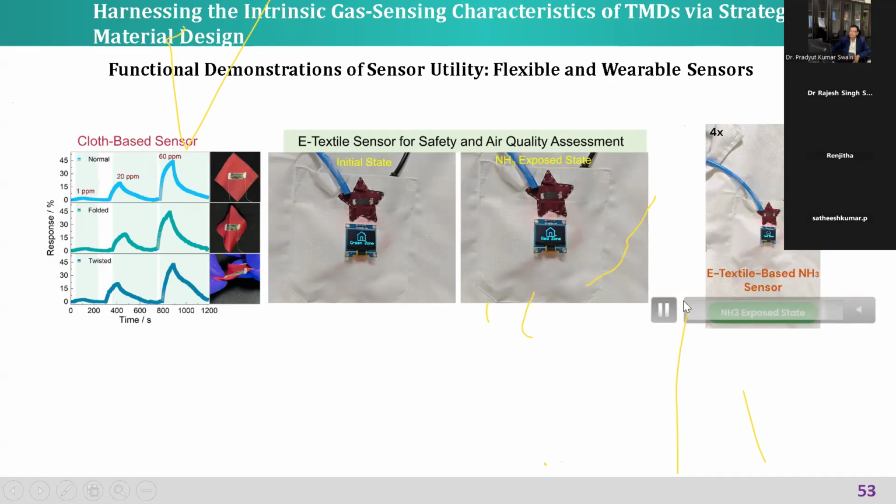This is how the sensor actually works. You have the sensor like this, then you expose it to NH3, and if you see here, after sudden exposure, it shows a warning that NH3 is exposed on this device.